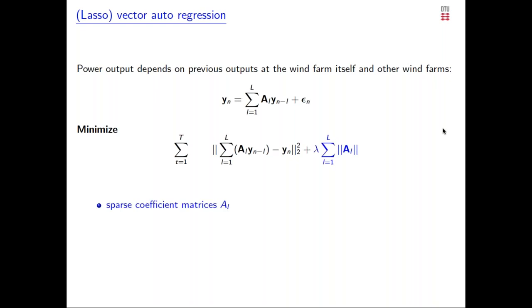I told you we want this to be sparse, and the idea of lasso is that we're going to penalize the coefficient matrices. So this is the matrix norm for the coefficient matrices, and we penalize it to try to force as many coefficients as possible to be equal to 0. And this lambda makes a trade-off between the least squares fitting you want to do and the penalization of coefficients.